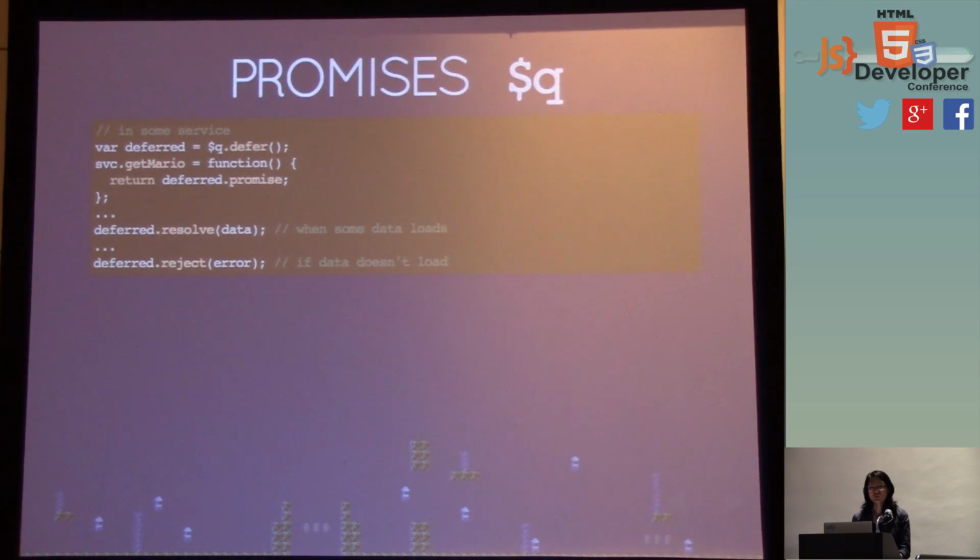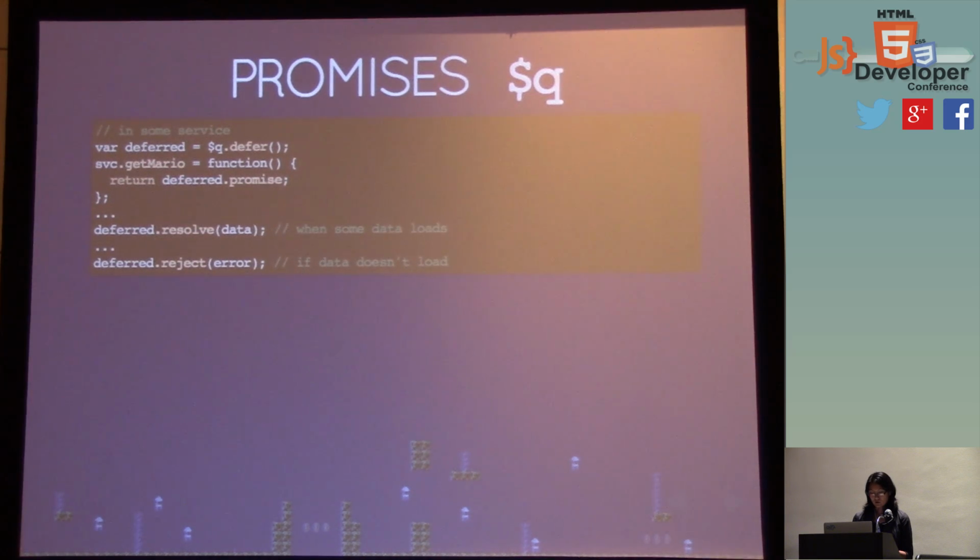So the thing to know about promises is that there are two separate entities. There's a deferred object, which we create on the first line, and then the promise is a property on that deferred object. So here we expose a method on our service to get our Mario, and that just returns a promise, because we don't have a Mario yet. And then later on, when we have a Mario, we can resolve the data on that deferred object. And similarly, now we have an error condition. If it errors out, we can reject the promise, and we can return an error.